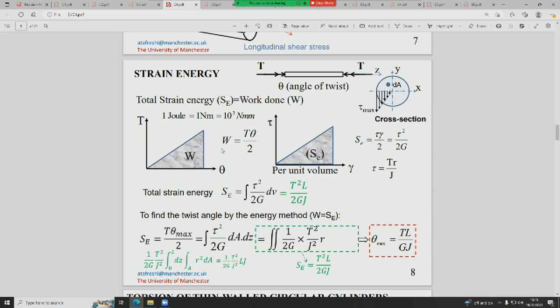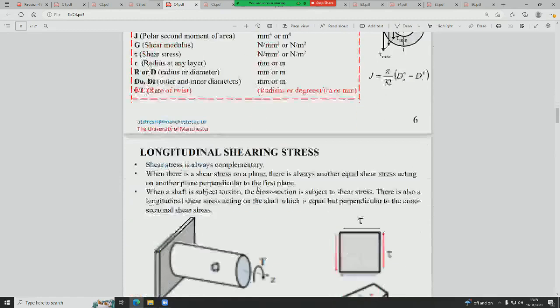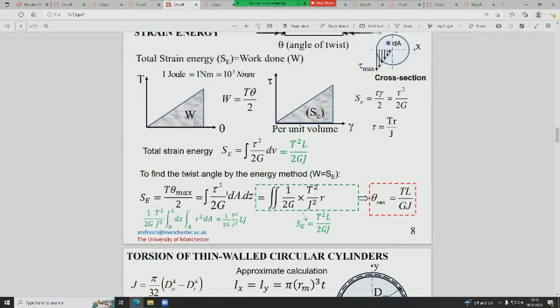For a component subject to torsion, it's quite straightforward. Once you have the angle of twist in radians, you multiply it by the torque and divide by two to find the total energy stored or the work done. Or you can use these integrals; you get the same answer. In one of the exam papers, I asked students to find this equation based on the law of conservation of energy. On the previous slide, we found this equation based on equilibrium. On this slide, we find the same equation based on the law of conservation of energy, equating the energy stored with the work done.